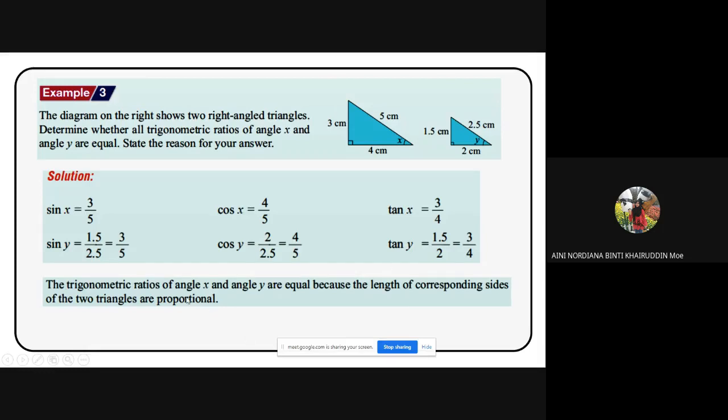Proportional here means, here 2 cm, when you times with 2 is equal to 4. So 2 times 2 is 4. 1.5 times 2 equals 3. 2.5 times 2 equals 5. So this is the meaning of proportional. When the two triangles are proportional, then the value of sine x and sine y are equal. Okay.